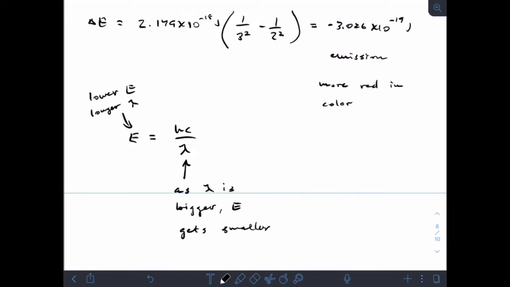So compared to our previous example, we had an energy of 4.5 times 10 to the negative 19. Here we have 3.0 times 10 to the negative 19, so that's a lower energy, longer wavelength. If I'm at darker blue to start with, my wavelength gets longer, I'm going to be creeping towards the red direction of the spectrum.